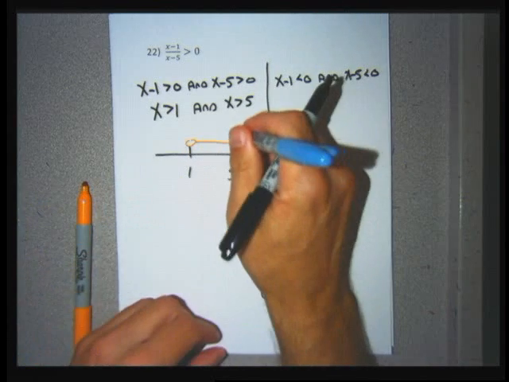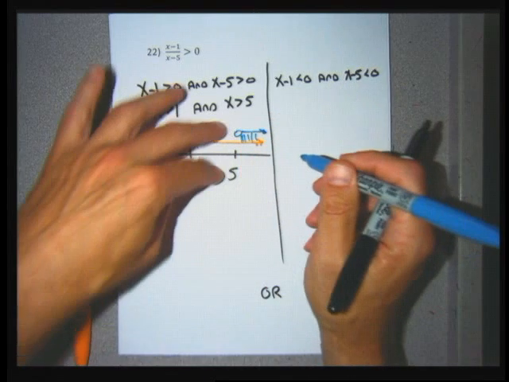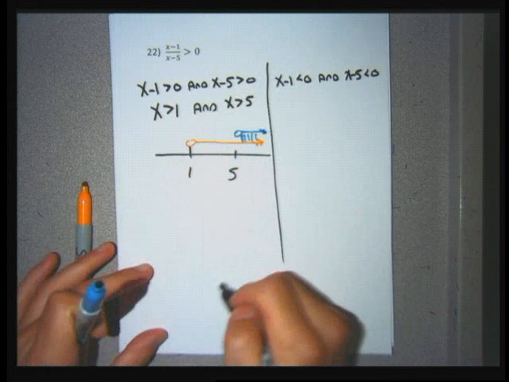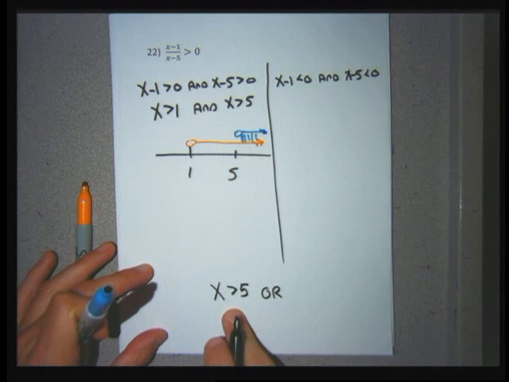X is greater than 5 is going to the right of 5. The overlapping region is the x is greater than 5 region. So in this first scenario, the overlapping part of the graph is in the x greater than 5 part. That's going to be the solution to the first scenario.